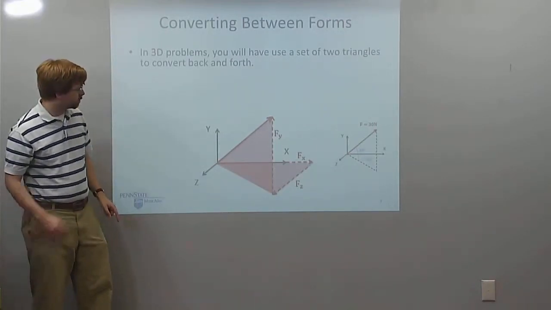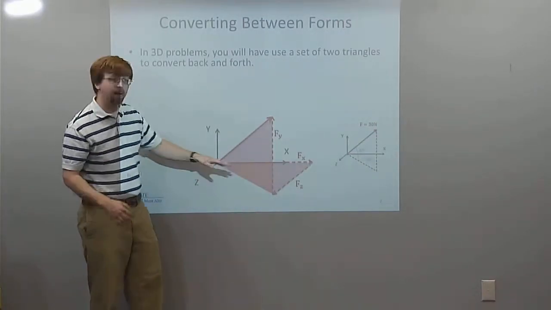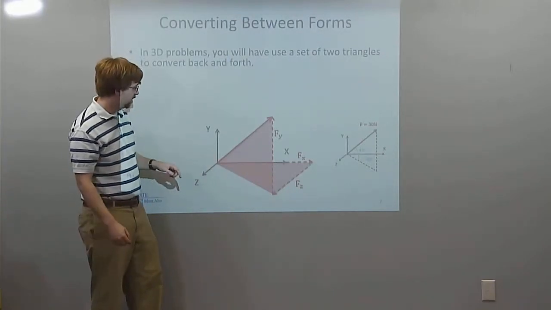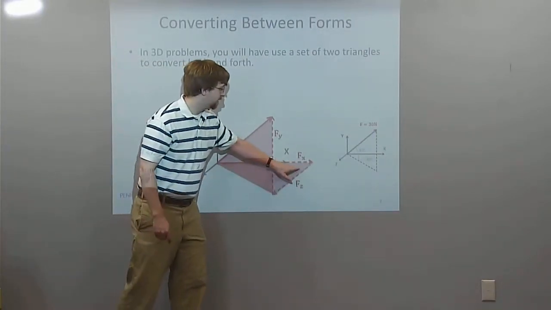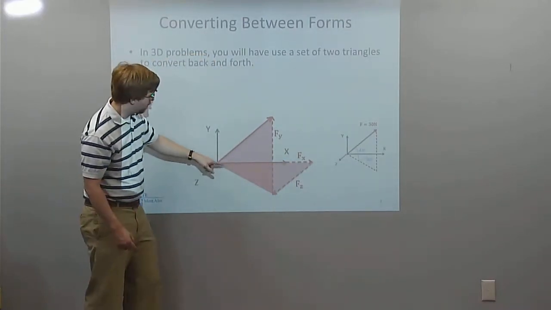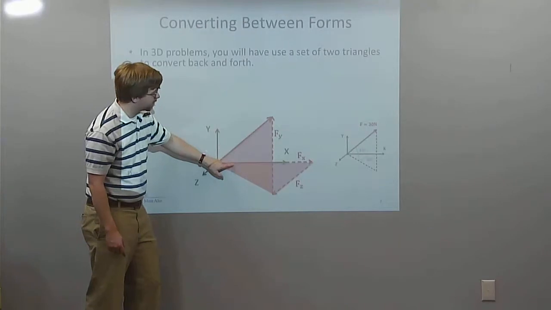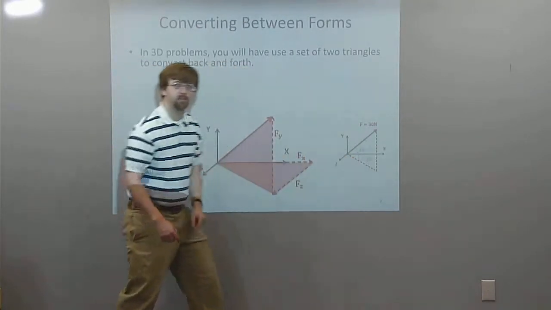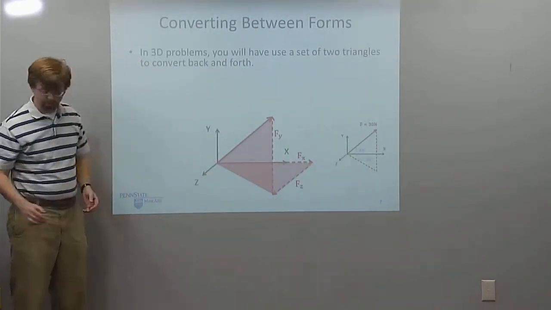The second triangle, once I figure out the y component and this length here, I can use this other triangle. This is a triangle laying in the xz plane. And my right angle actually doesn't look like it, but it'd be sitting over here. And I know that this angle right here is going to be 30 degrees.